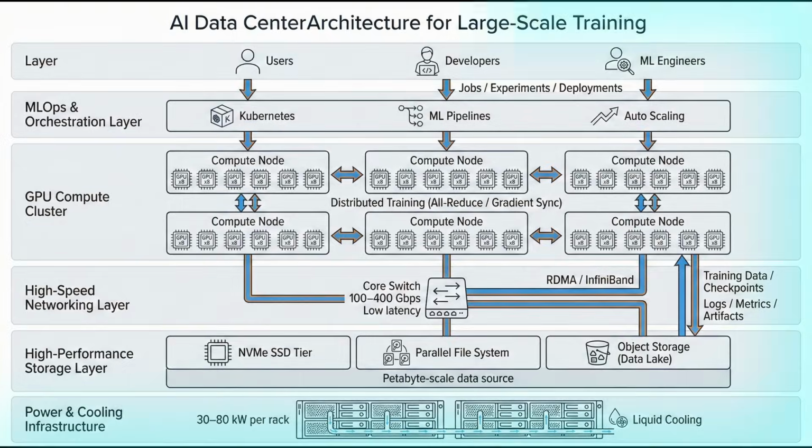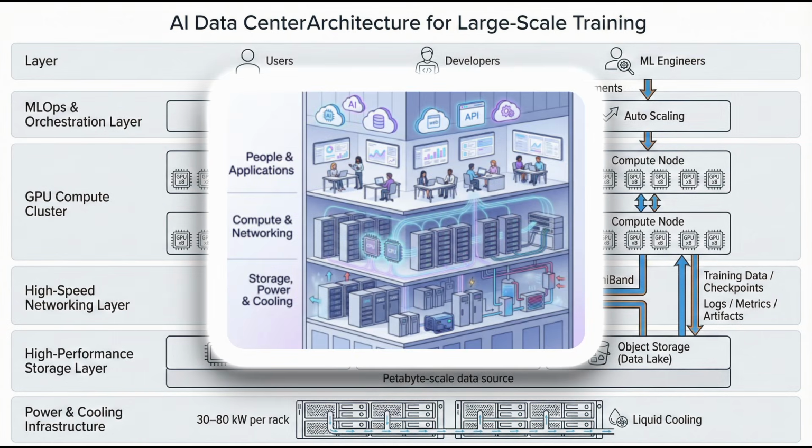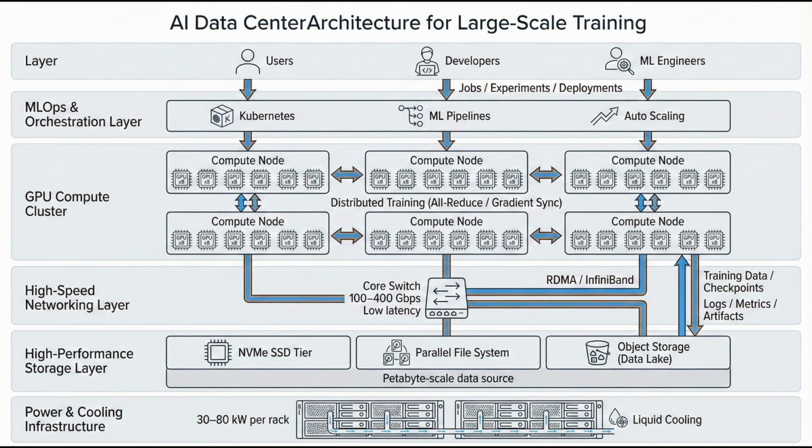This particular diagram shows how modern AI training infrastructure is built, from the user at the top all the way down to power and cooling at the bottom. Think of this like a skyscraper: the top floor where people and applications sit, the middle floor where we have compute and networking, and the basement where we have storage, power, and cooling. Let's go layer by layer.